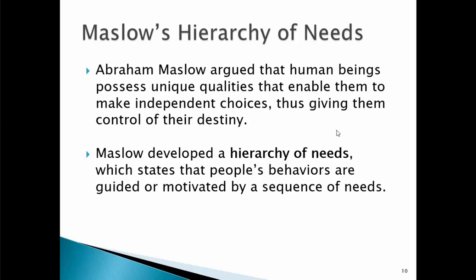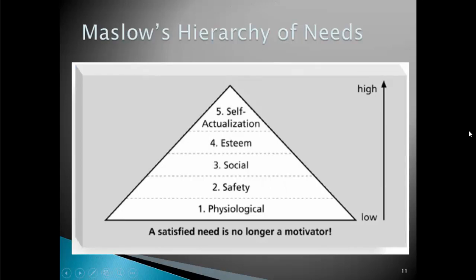Abraham Maslow argued that human beings possess unique qualities that enable them to make independent choices, thus giving them control of their destiny. And he developed a hierarchy of needs, which states that people's behaviors are guided or motivated by a sequence of needs. This graph explains more how human motivation is driven by the different needs, as was explained by Maslow's hierarchy.